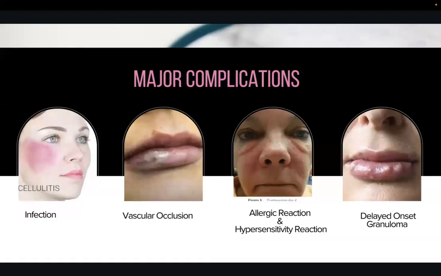So these are going to be the major complications. The first one is going to be cellulitis, and this is a little bit more than a pimple. This is going to be more of a profound infection that has gone into the tissue, and it is true cellulitis that has to be treated with antibiotics. And then we have vascular occlusions, which we'll go into in a little bit, and then allergic reactions and hypersensitivity, and then finally delayed onset granulomas.